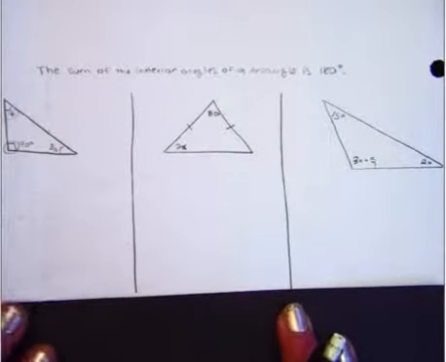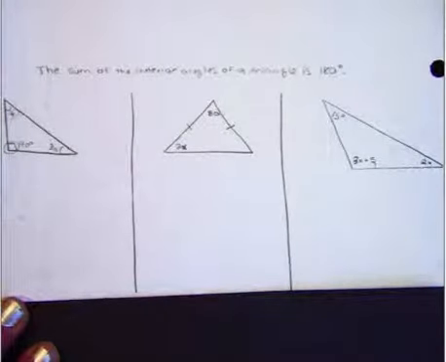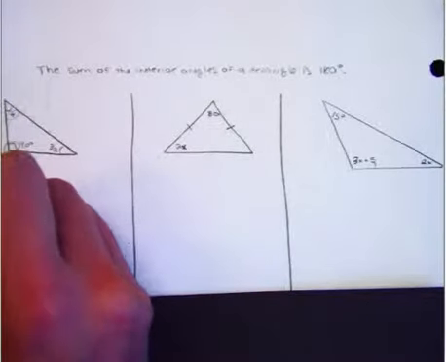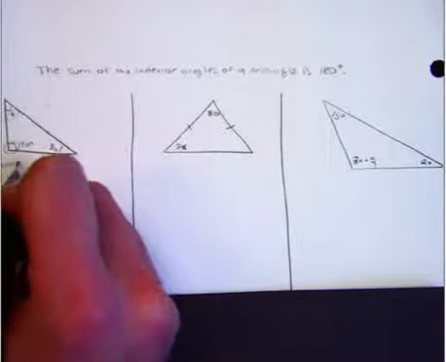The sum of the interior angles of a triangle is 180 degrees. And what that means is that with any triangle, if I add up every angle, I always get 180 degrees. Let's look at this first example, and I'll call it example 1.